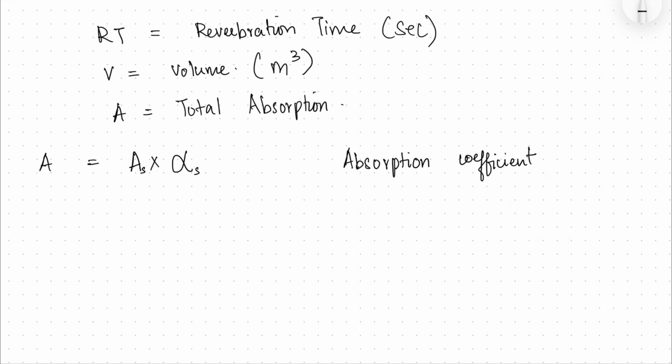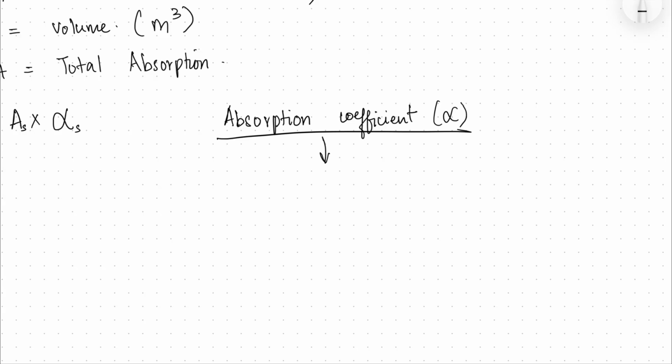Absorption coefficient is denoted as alpha. So absorption coefficient is the ratio of sound absorbed to the intensity of it. Okay. So this is the ratio of sound absorbed to the intensity of it.